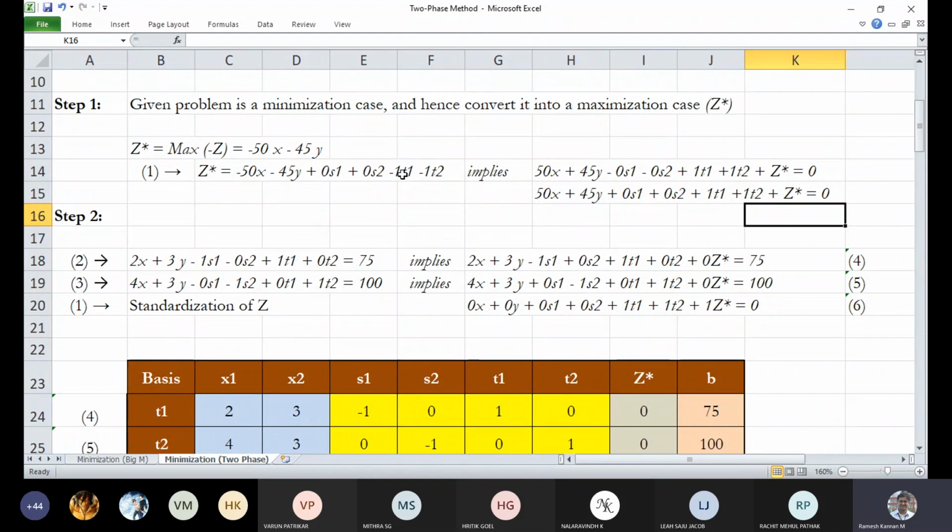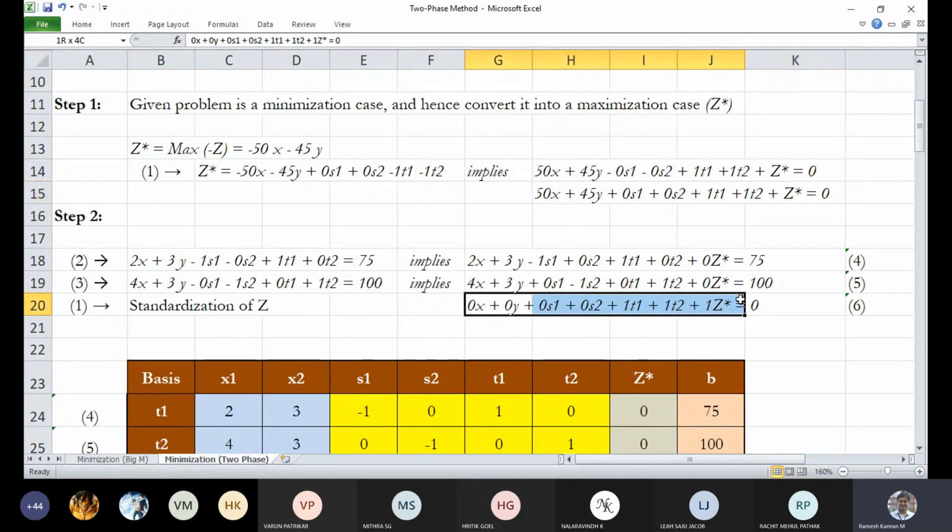But after that, what we do is a standardization of z. Standardization of z is that we will remove the coefficients of 50, x, y and all here, and retain them as 0, right? So in this case, the entire chunk will be 0x plus 0y plus 0s1 plus 0s2 plus 1t1 and 1t2, and 1 into z equals z star equals 0. So that will be our objective function.